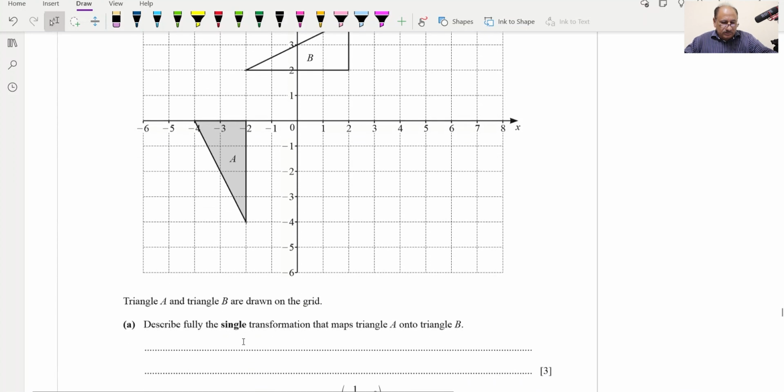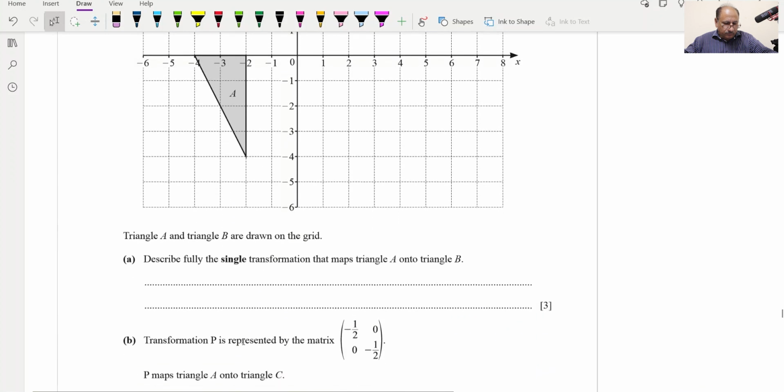Question number 23 is transformation. Triangles A and B are drawn on the grid. Describe fully the single transformation that maps triangle A onto B.